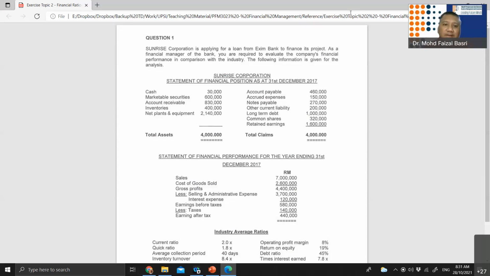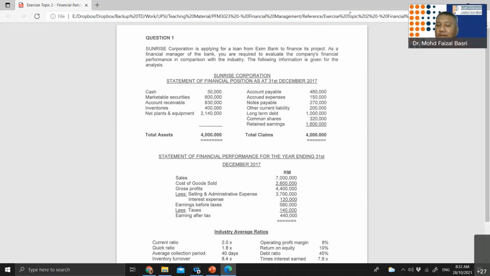On the left hand side, for exam purposes, obviously they will not label it. Remember under assets, they have subcategories: current assets and non-current assets, or fixed assets. For liabilities, they have current liabilities and long-term liabilities, or non-current liabilities. Then they have equities. For this question specifically, there is no label. They don't put current or fixed assets, or even liabilities.